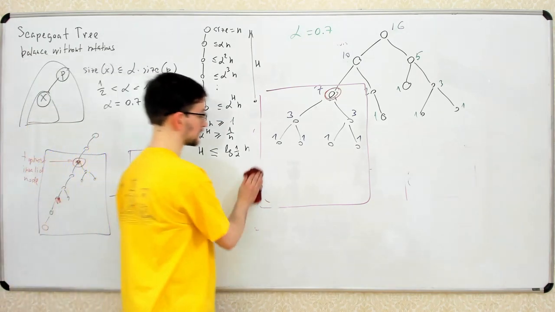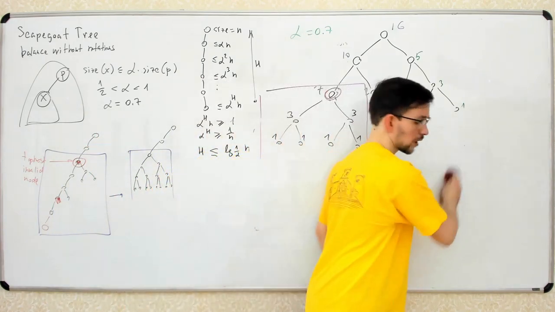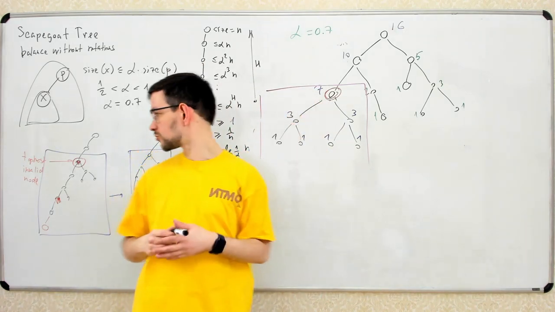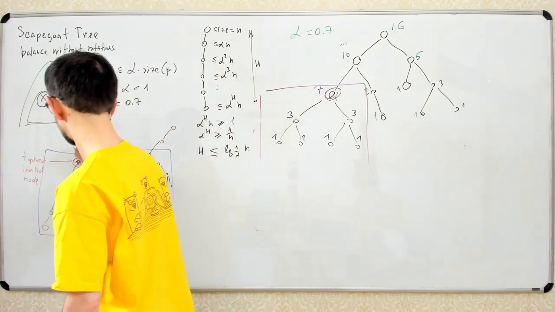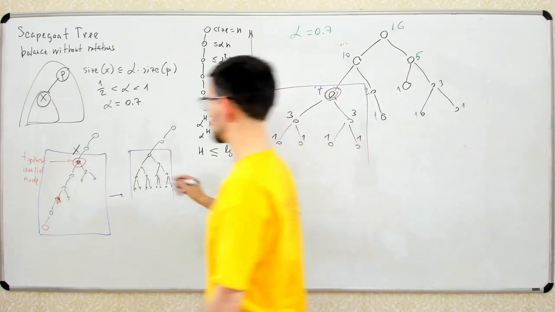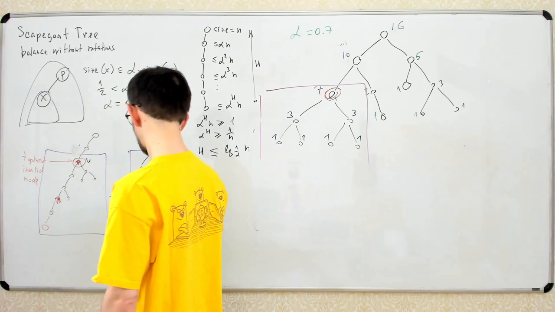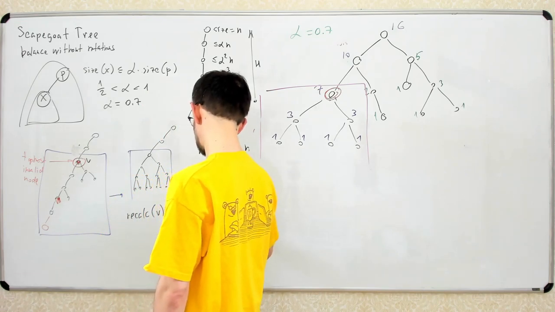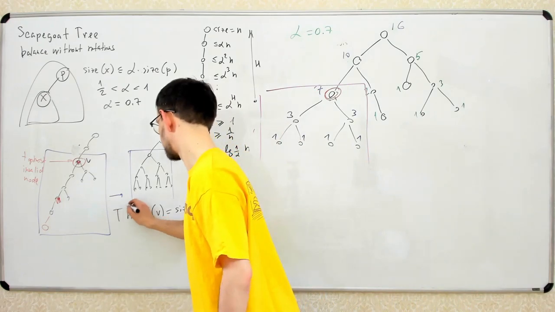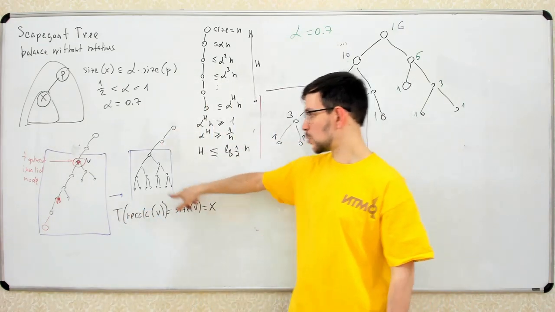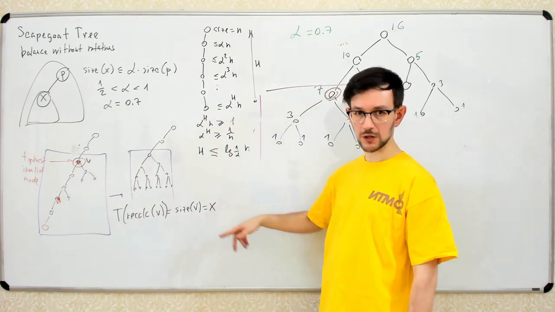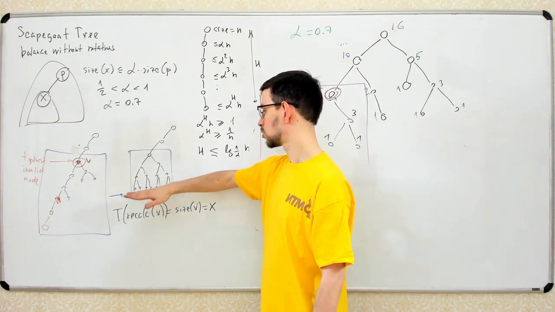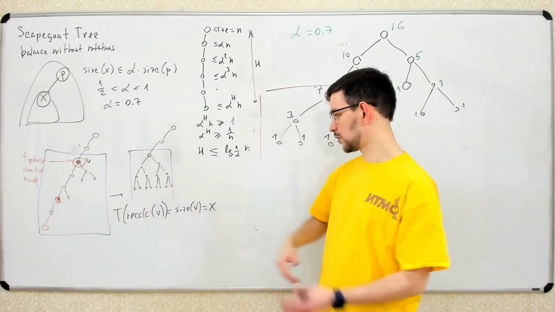So now let's calculate the time complexity. What will be the time complexity? Let's see. What time do we need to rebuild the whole tree? So if we have a tree of size x, we have node v, and we recalculate it. Let's say the size of v is x. So let's say we need to recalculate this node. The size of this node is x. So to rebuild the whole subtree, we need linear time to build this perfectly balanced binary search tree. So we can build this tree in linear time, so time will be big O of x.